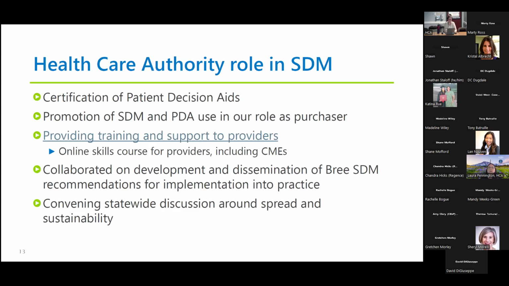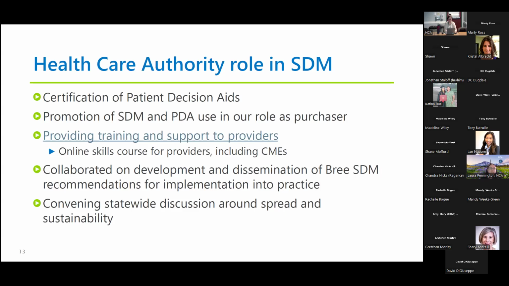And it is different. And this skills course allows them to practice those skills. And so that is online. There's a link to it at the end of the slide deck. We also worked with the BRIE Collaborative to develop some recommendations for implementing shared decision-making into practice. There's some policy recommendations in there that may be of interest to this group for different populations, for providers, for health plans, for the state, for example.